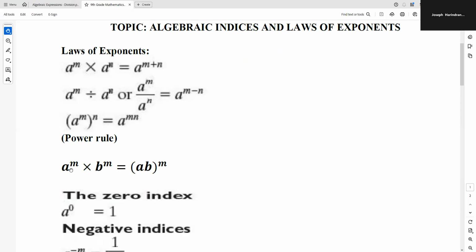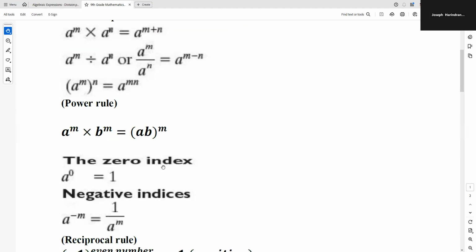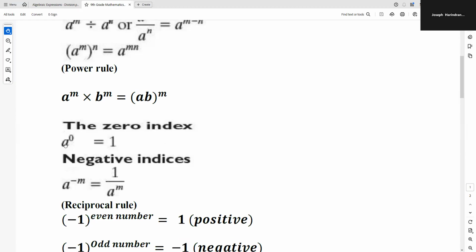Next, we have the same power but different bases. The rule of the same power but different bases. A power m into b power m, m is the common power. So we take it as ab whole power m, when we multiply or even divide. If it is division, it's going to be division. The zero index: if you have any number raised to the power 0, it is equal to 1.